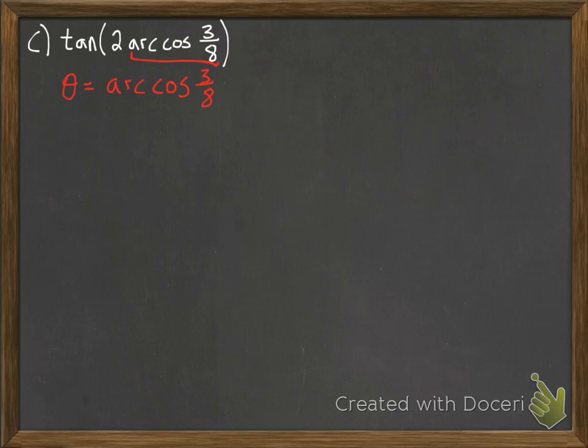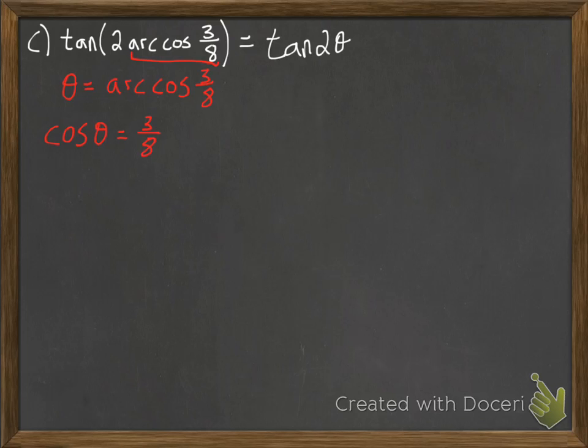That will lead us, using the inverse condition, to cosine of theta is 3/8. Now that we know that cosine of theta is 3/8, our problem here, tangent of 2 arc cosine 3/8, can be rewritten now as tangent of twice theta. Now that we know that theta is equal to arc cosine of 3/8, and what do we know about theta? We know cosine of theta is 3/8.